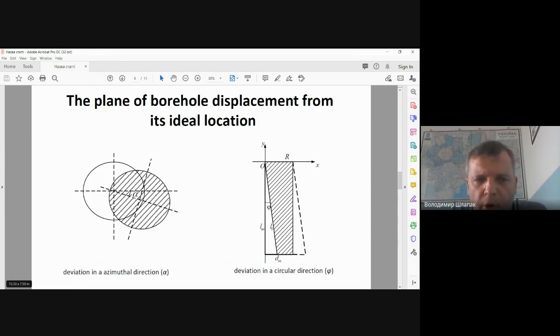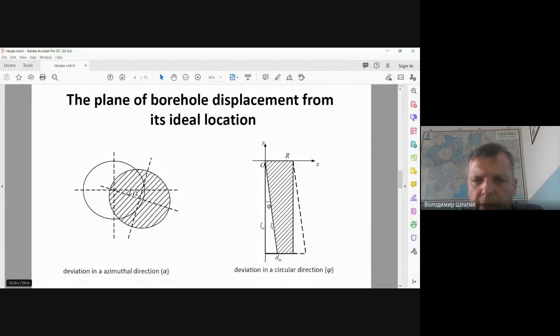During the drilling of a borehole line for splitting, in addition to the basic equations of the flat problem of elasticity theory, the displacement of the borehole from its ideal location has to be considered. It means that the borehole has neither deviation in the azimuthal direction nor in the circular direction.